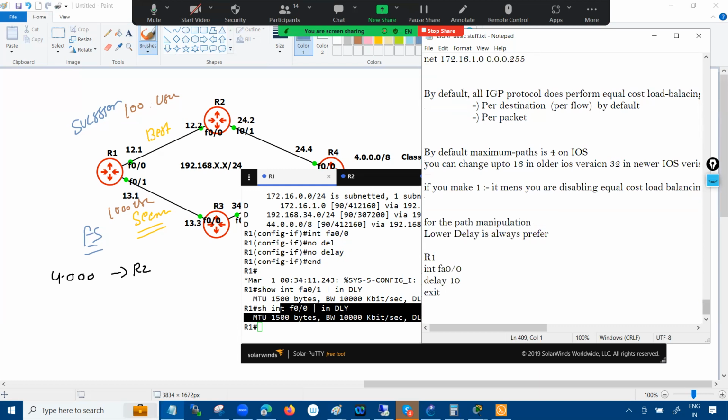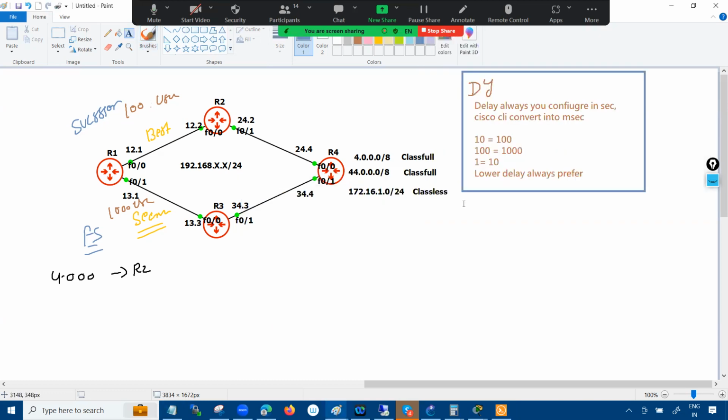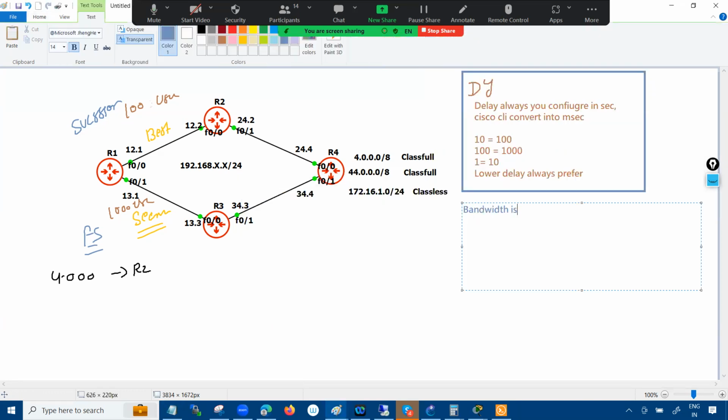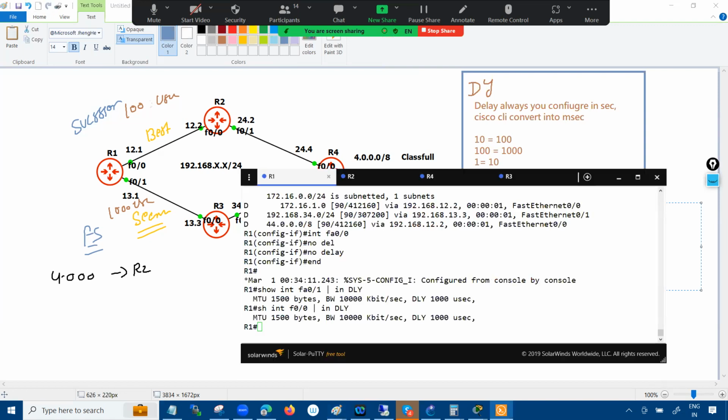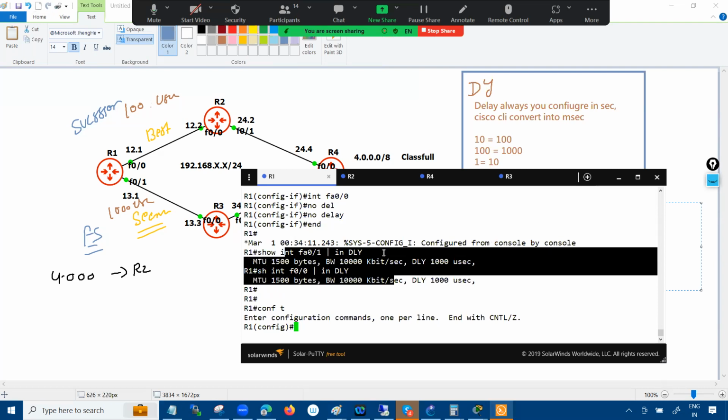Same way, if you don't want to change the delay, you can go with the bandwidth as well, because bandwidth is also part of the metric algorithm. With bandwidth, higher bandwidth is always preferred. You configure the bandwidth in kilobits per second. If I configure bandwidth 10, it will equal 10 over there. So there's no issue in the bandwidth, the only issue is in the delay. If you go on router one, the bandwidth of both interfaces is the same right now.